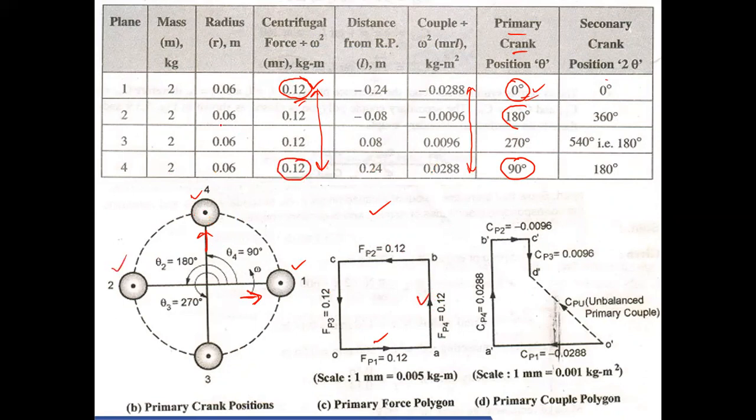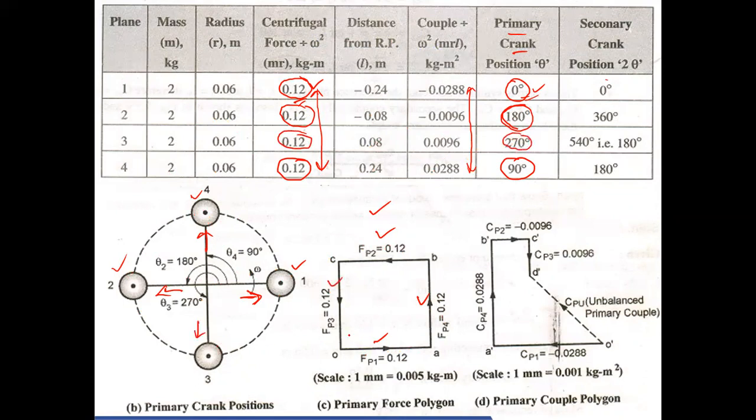You take the 2. What is the force? 0.12. What is the direction? 180 degree, which means towards left. So this is the mass 2. And now you take the mass 3. What is the force? 0.12. What is the direction? 270 degree. 270 degree means downward, right?